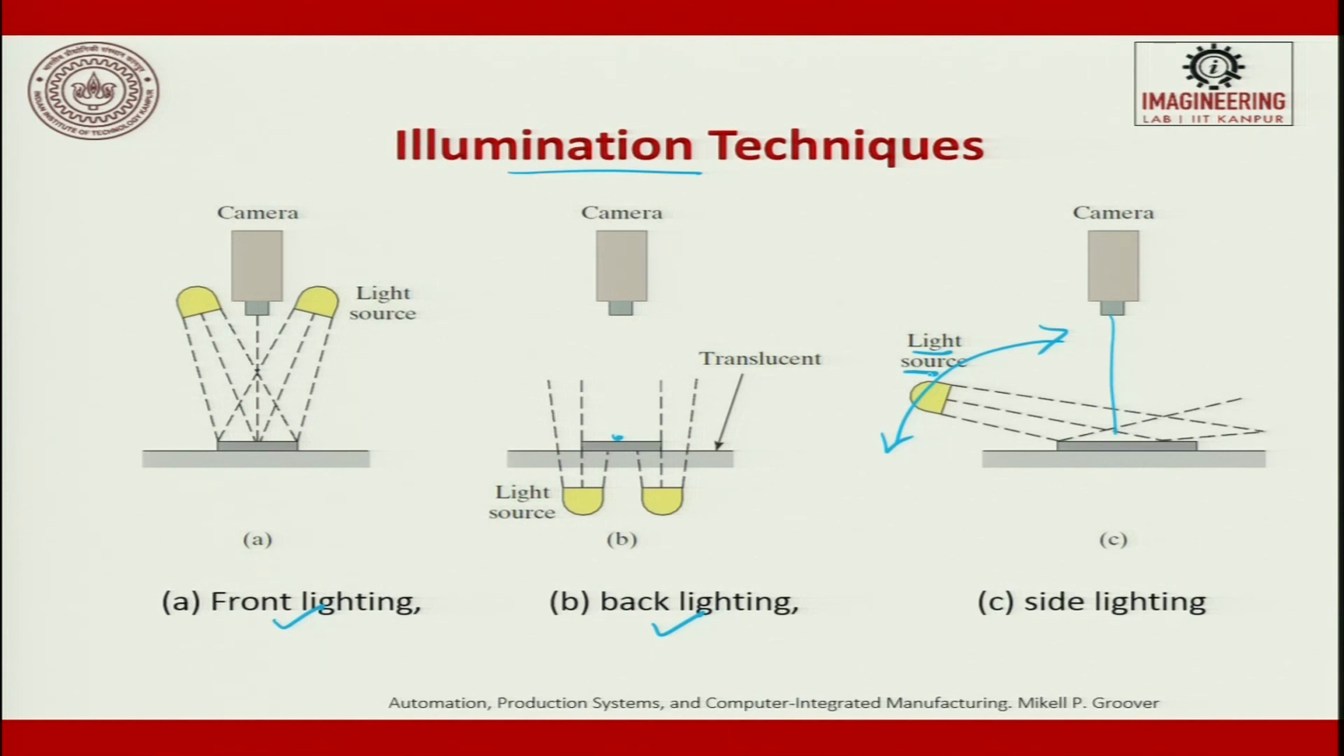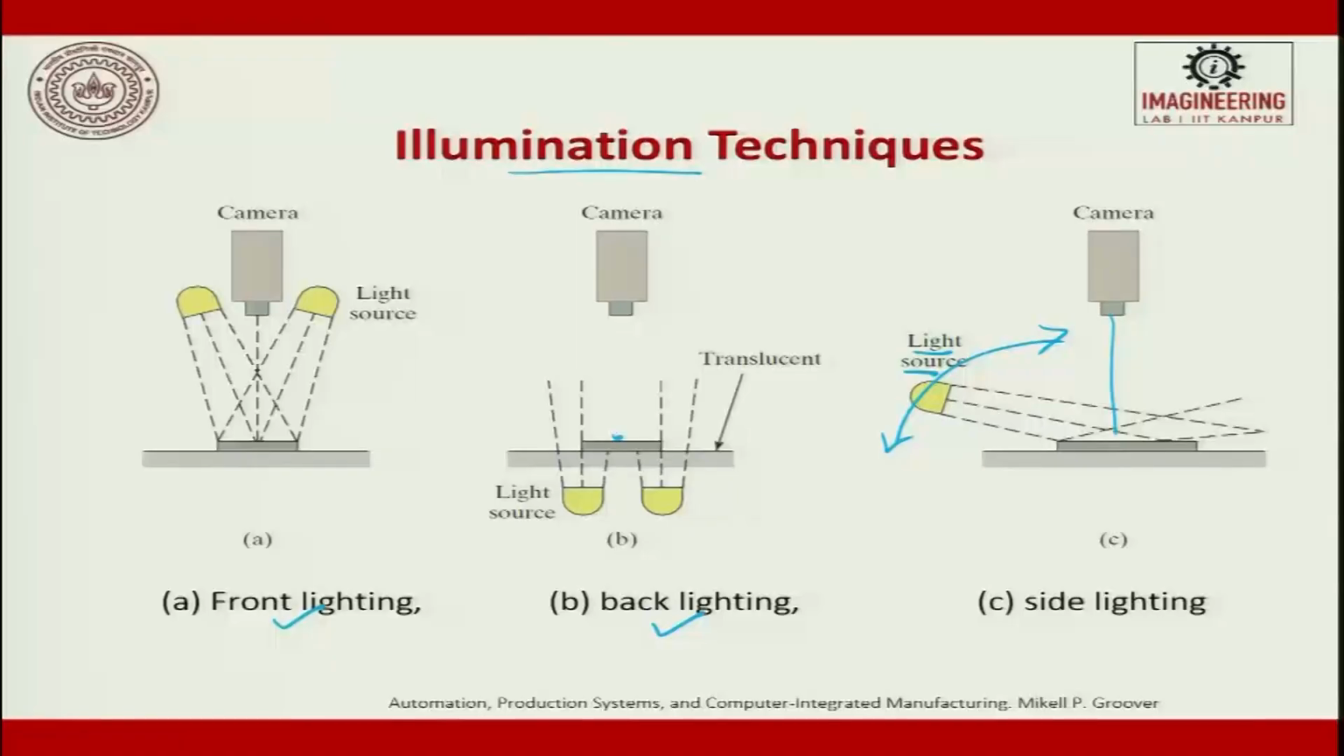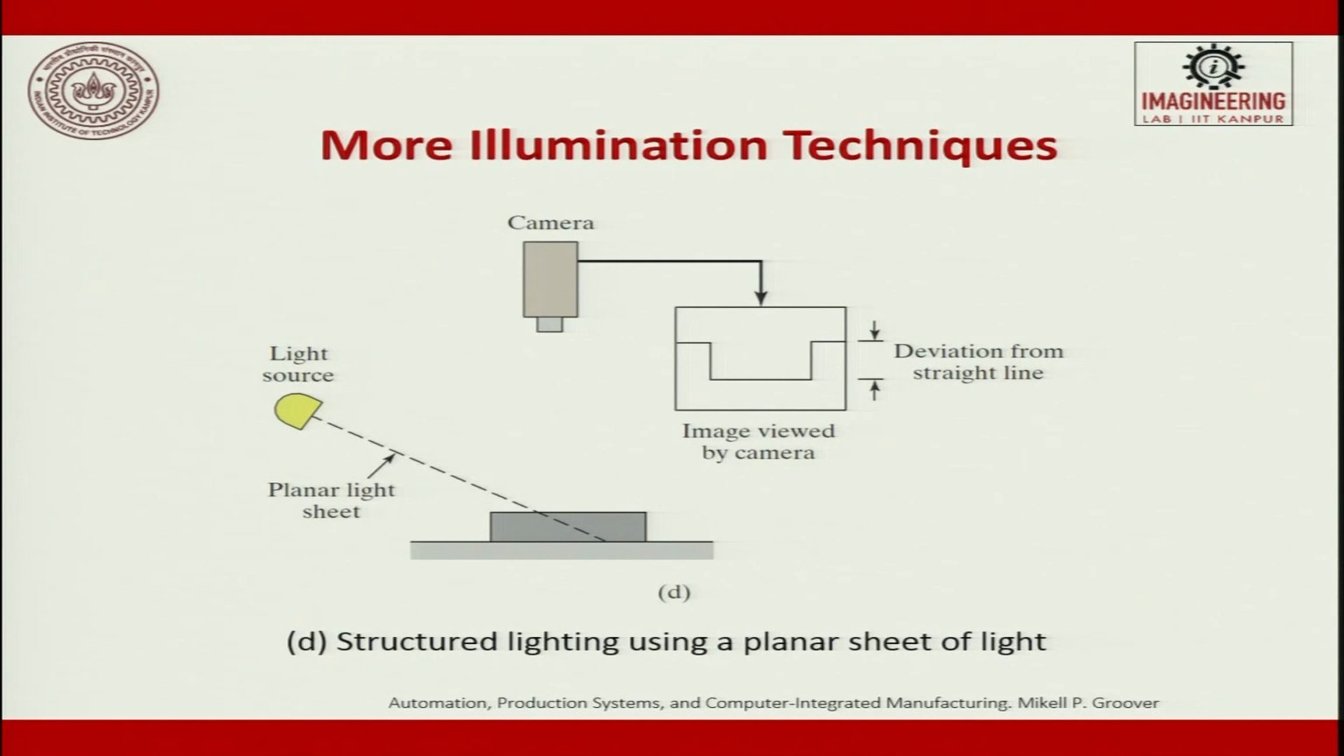So, all these things are used for measurements, and these measured data will be processed by a computer and stored in a computer, and the date and the shift will be stamped, and then further it will be communicated to the next level of information. So, the computer plays a very important role in quality control. There are more illumination techniques also.